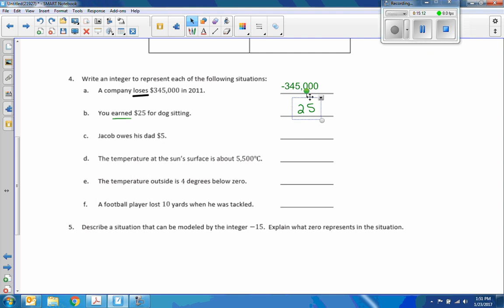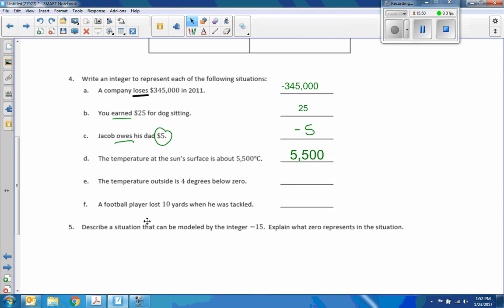Okay. Jacob owes his dad $5. That's negative. Owe somebody, that's not a good thing, that's a negative. You don't want to owe. Okay, the temperature at the sun's surface is about 5,500 degrees Celsius. Well, it can't be negative, the sun is not frozen. So that is definitely a positive number.